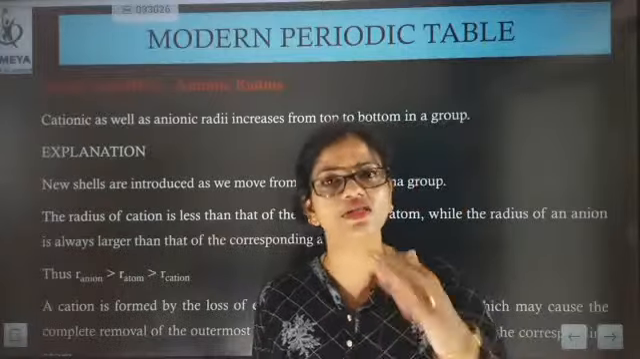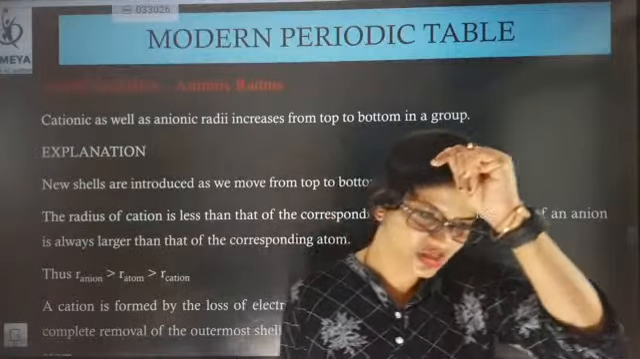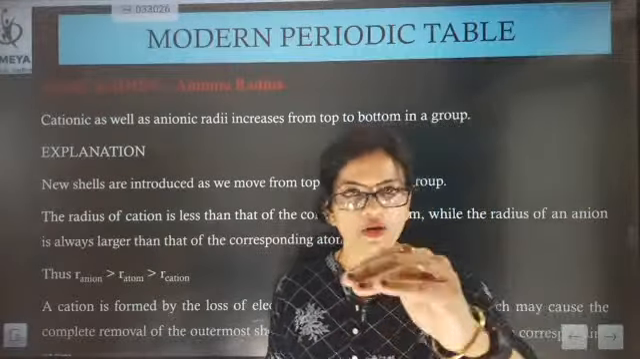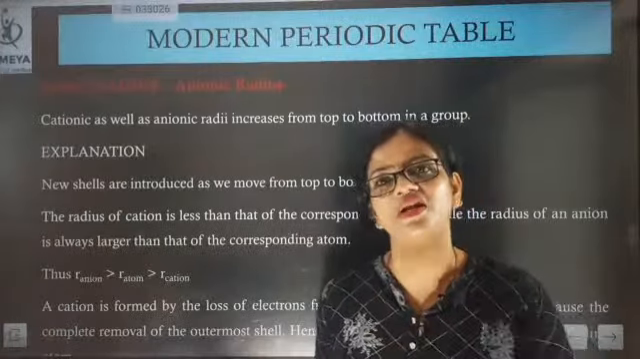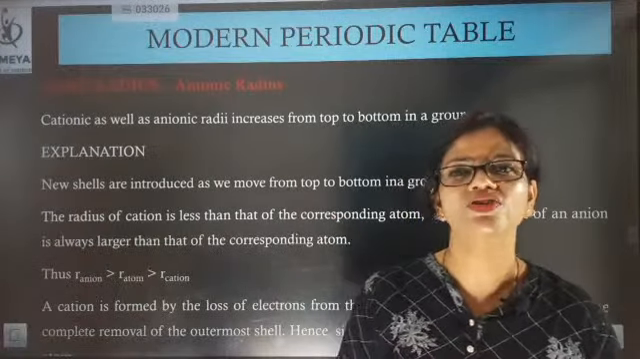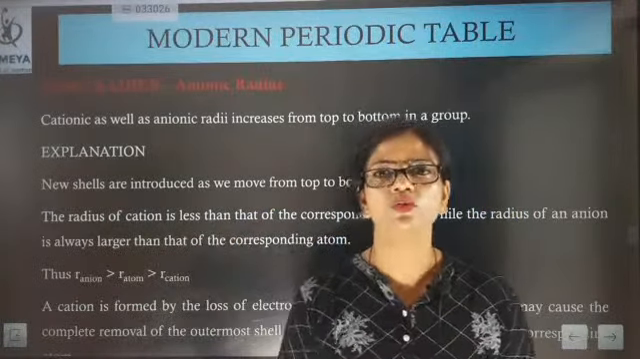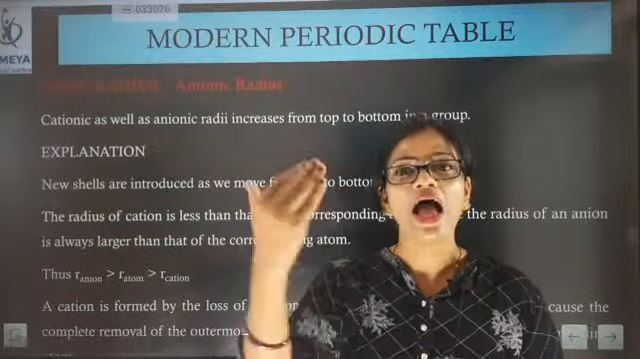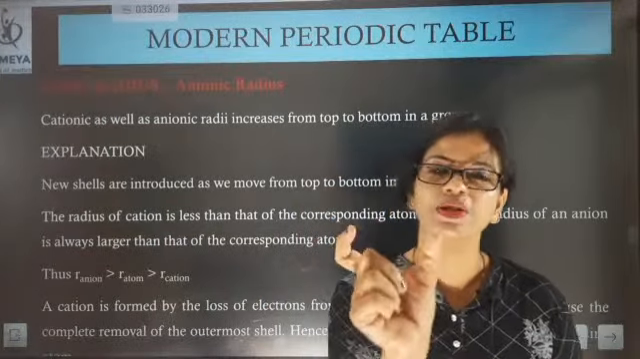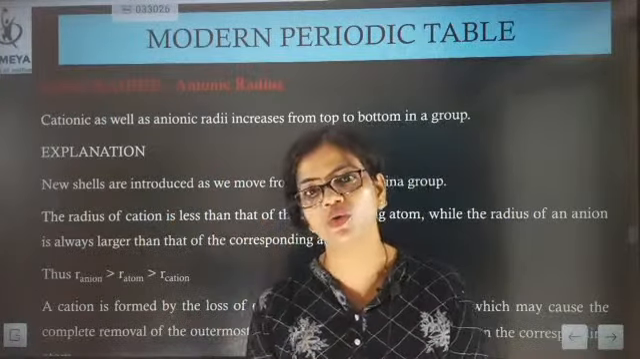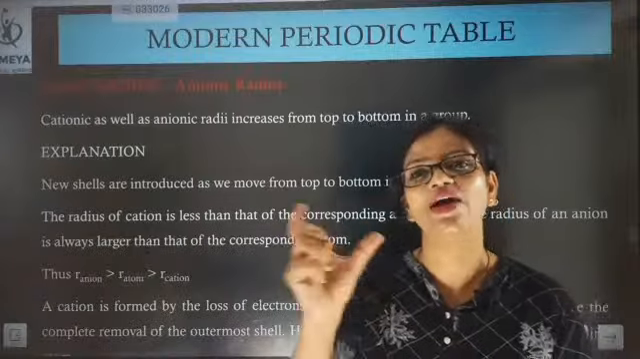CBSE will not ask this type of question. You have seen the term 1 question. Now you will see the term 2 question. There they will ask you this question: down the group, what happens to the ionic radius? Give explanation. Down the group, what happens to the ionic radius?